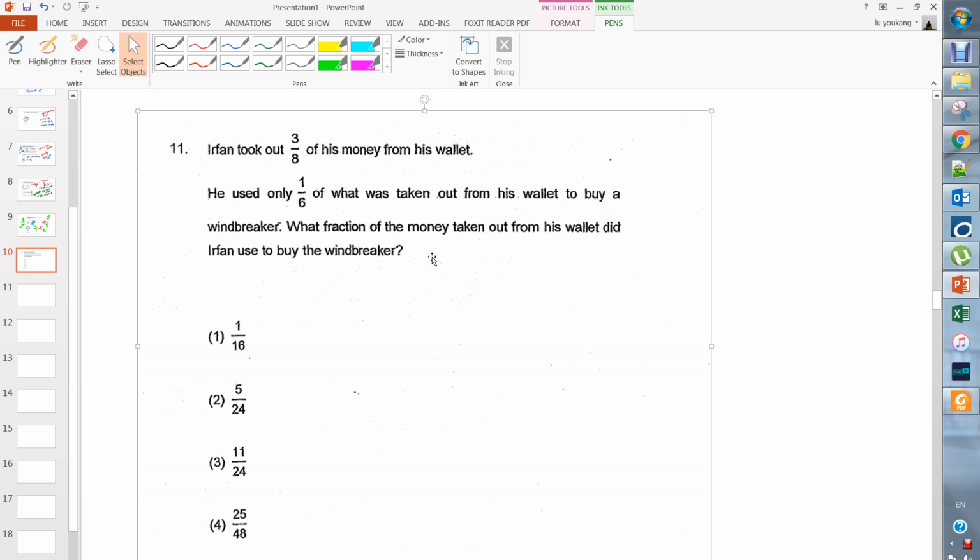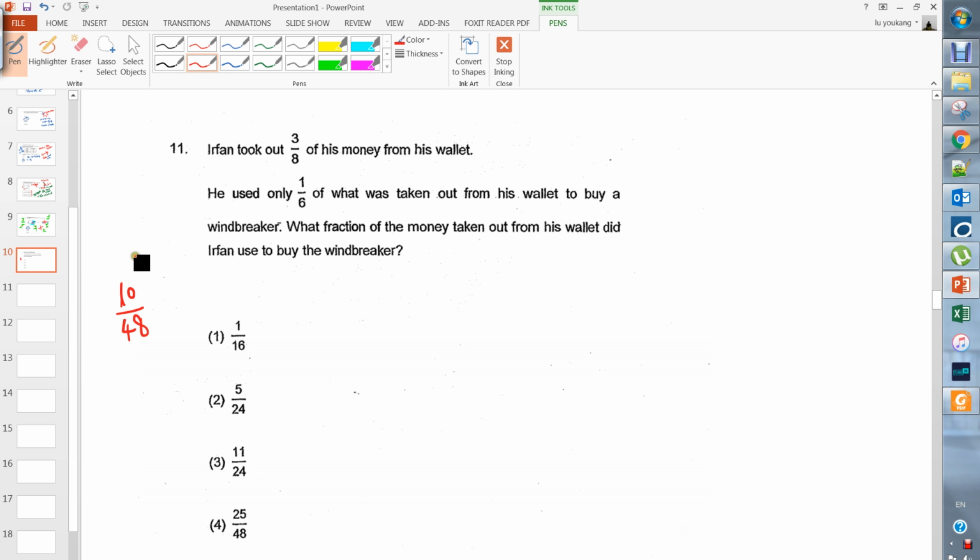1048, but then it's not in the... Oh, okay. So never mind. Let's look at how you should do it. 1048 means what? 10 over 48? Oh, 10 over 48. And by the way, 10 over 48 means you haven't simplified. Oh, you need to simplify. How to simplify? Divide by 2 on top, divide by 2 below. So this is the simplest form. This is the answer, what?